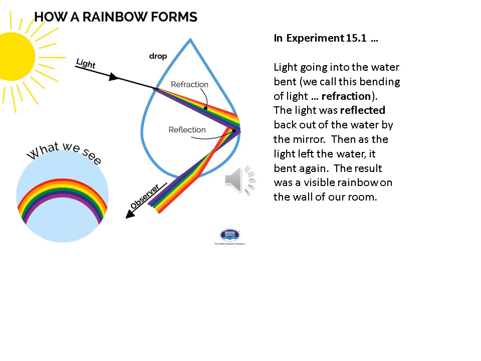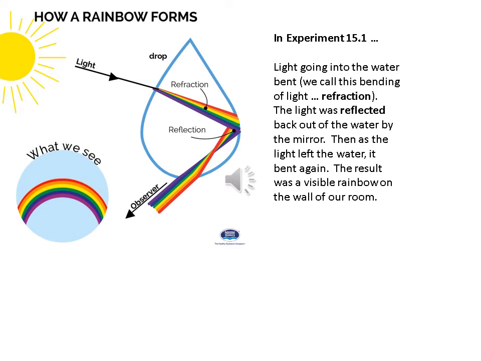And so in experiment 15.1, we saw that light went into the water, and as it went into the water it bent, and we call that bending, as I said, refraction. The light was reflected back out of the water by the mirror. Then as the light left the water, it bent again, and the result was a visible rainbow on the wall of our room.